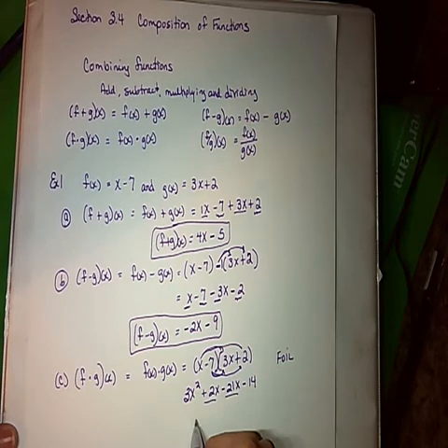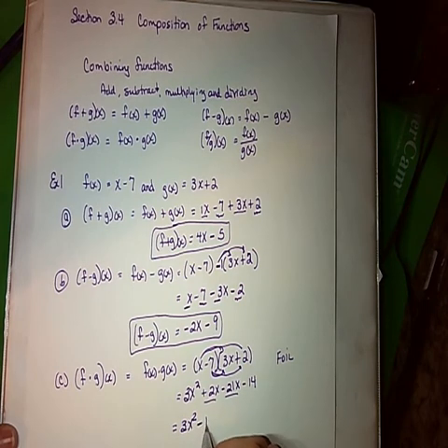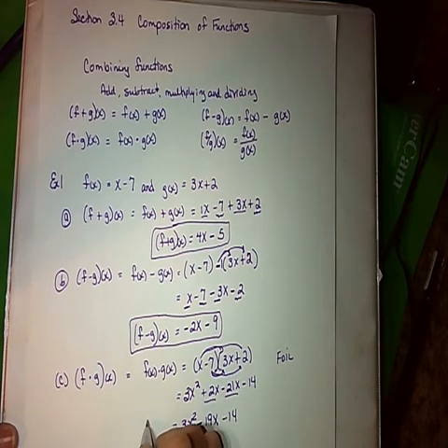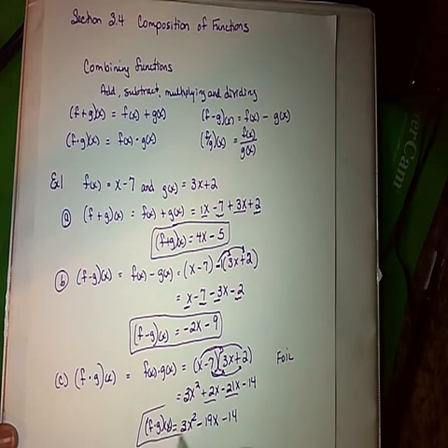Combine my like terms, so I still have the 3x squared. Positive 2x minus 21x leaves me with a negative 19x, minus 14. So this is for my f times g of x.